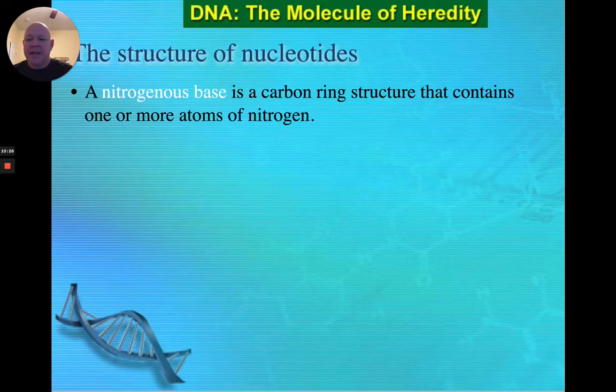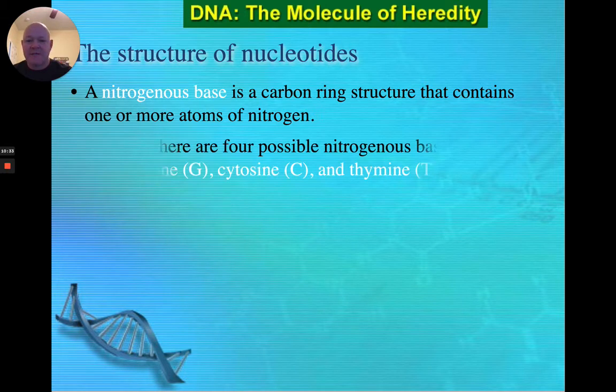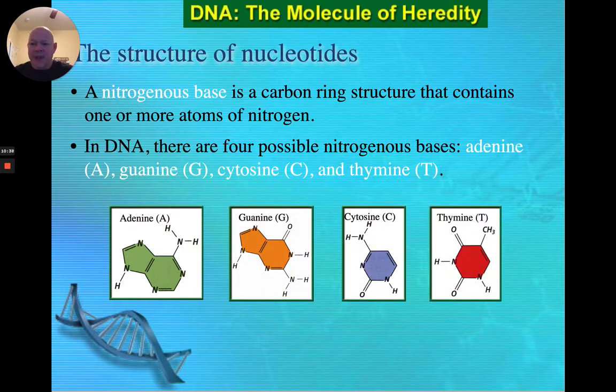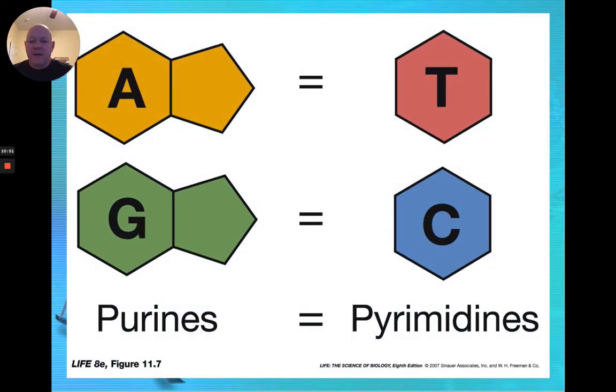So the next thing is we're going to talk about those 4 nitrogenous bases. These are the things that hold the 2 sides of DNA together. They are adenine, which we abbreviate A, guanine, which we abbreviate G, cytosine, which we abbreviate C, and thymine, which we abbreviate T. So remember A, G, C, and T. They bond together like this. A always goes with T, and G always goes with C.